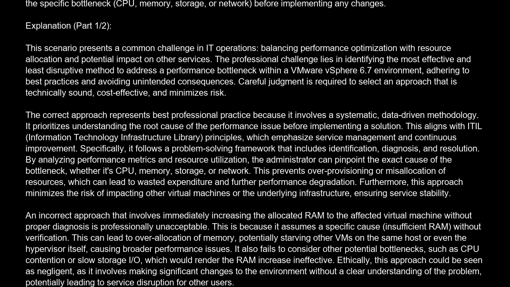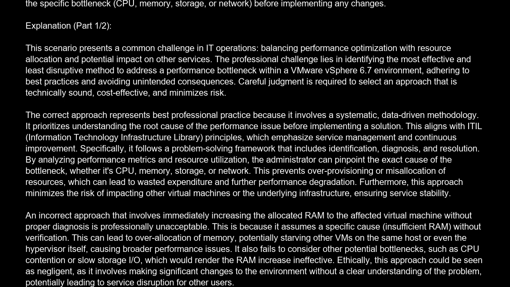The correct answer is D. Conduct a thorough analysis of the virtual machine's performance metrics and the host's resource utilization to identify the specific bottleneck, CPU, memory, storage, or network, before implementing any changes.